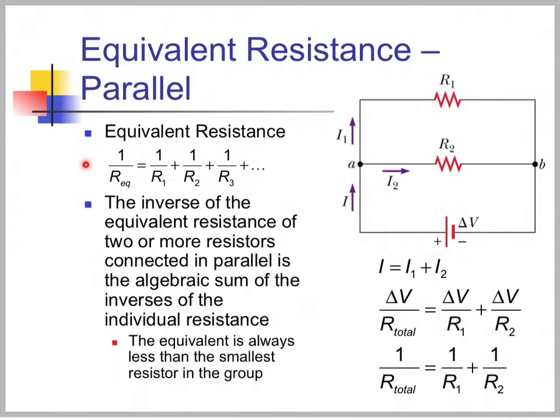The equivalent resistance of a lot of parallel resistors is 1 over R1 plus 1 over R2 plus 1 over R3, on and on until we have all of our resistors taken care of. The inverse of the equivalent resistance of two or more resistors connected in parallel is the algebraic sum of the inverses of the individual resistances. The equivalent resistance is always less than the smallest resistor in the group.